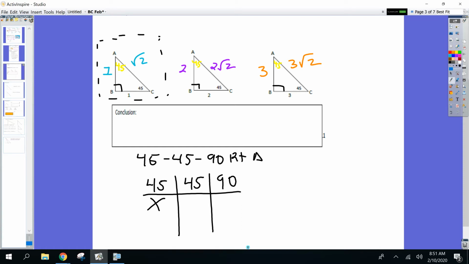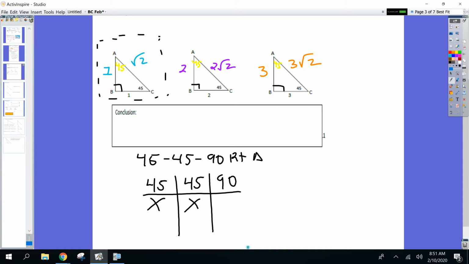How do you find the side across from the other 45? It's the same, right? These two sides across from the 45s are always the same. Now, as you guys did Pythagorean theorem, what was the pattern? I take the side across from the 45 and do what with it to get to the side across from 90? No Pythag. I don't want to hear Pythag anymore. I want to go quicker.